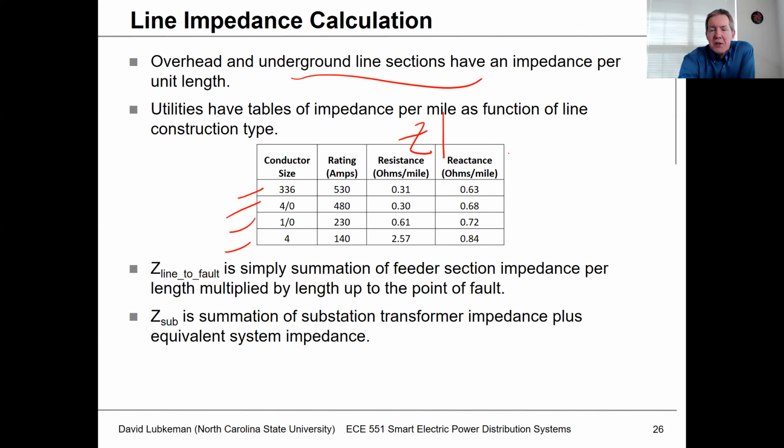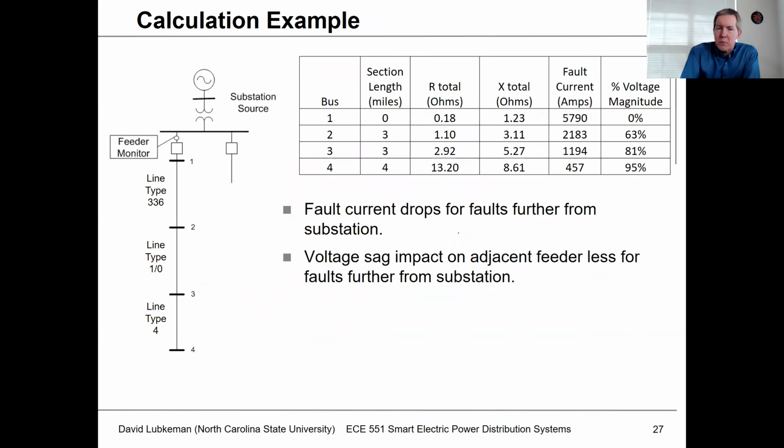You'll note in here that as you get into the smaller sizes, you start to see the resistance go up. The line reactance doesn't change as much because the line reactance is more a function of the spacing. That's more of the construction, a function of the distance between the conductors, but the resistance goes up as the wire size goes down.